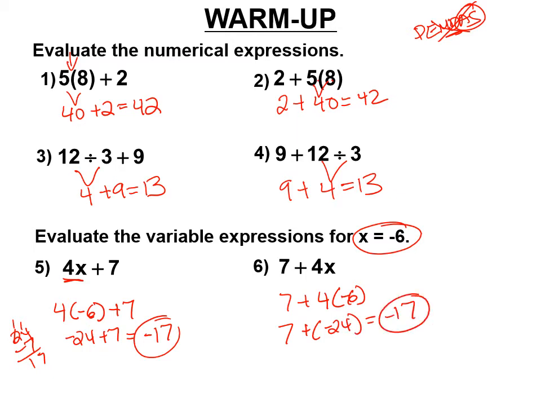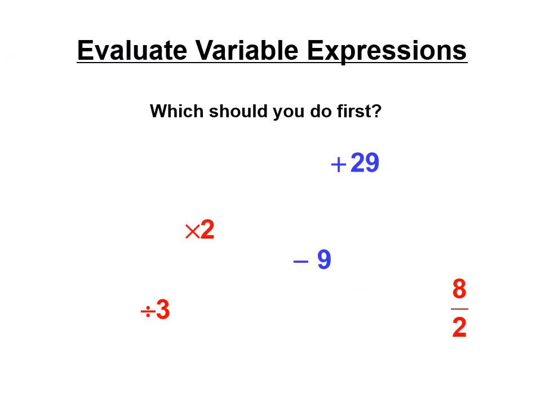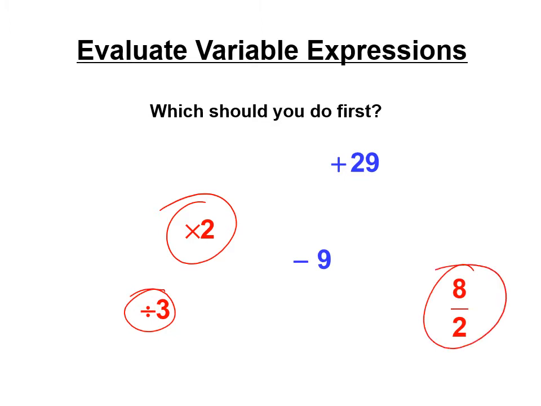Right? This was a variable expression. Why? Because it had a letter, a variable in it. These up here were numerical expressions. We found the answers. That's called evaluating. Find the value. So which of these operations should be done first? Well, it's any of the ones that's not x, that's the times symbol. By times 2, division, and this is how we write division in algebra. That's 8 divided by 2. All of the red ones would be done before any subtracting of 9 or adding of 29.